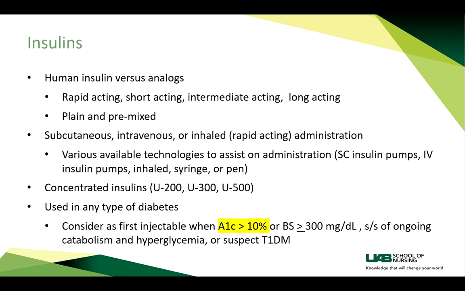So when the body cannot utilize the glucose in the bloodstream because the insulin is not there to help it into the cell and be used as energy, the body will burn fat and muscle, and we call that ongoing signs and symptoms of catabolism, when we use and burn fat and muscle to get the energy we need for the cell so that our body can function. So we have ongoing signs and symptoms of catabolism with that hyperglycemia of greater than or equal to 300, or we are suspecting the patient actually has type 1 diabetes. We will consider insulin as the first line of injectable medications.